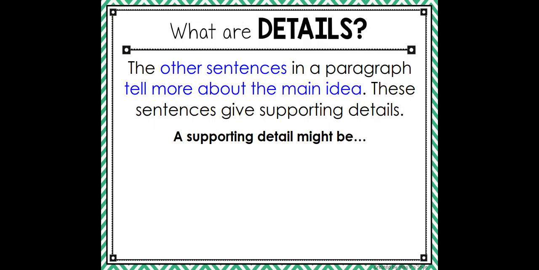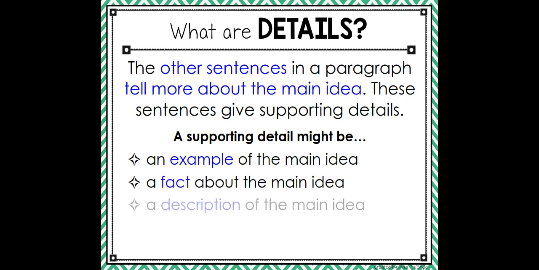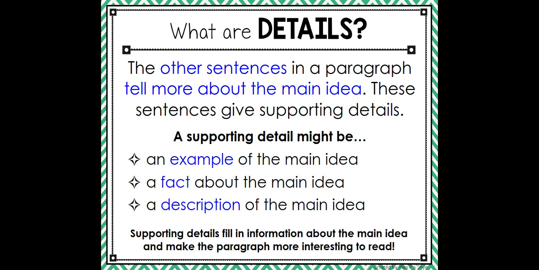So now, what are details? The other sentences in a paragraph tell more about the main idea. These sentences give supporting details. So a supporting detail might be an example of the main idea, a fact about the main idea, or a description of the main idea. Supporting details fill in information about the main idea and make the paragraph more interesting to read. So supporting detail gives you more information about what you're reading.